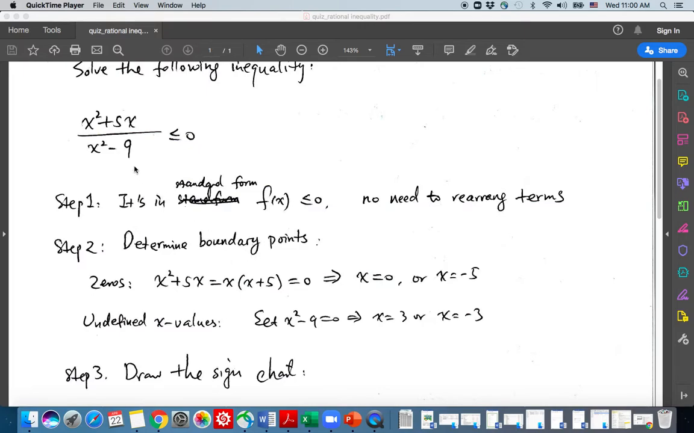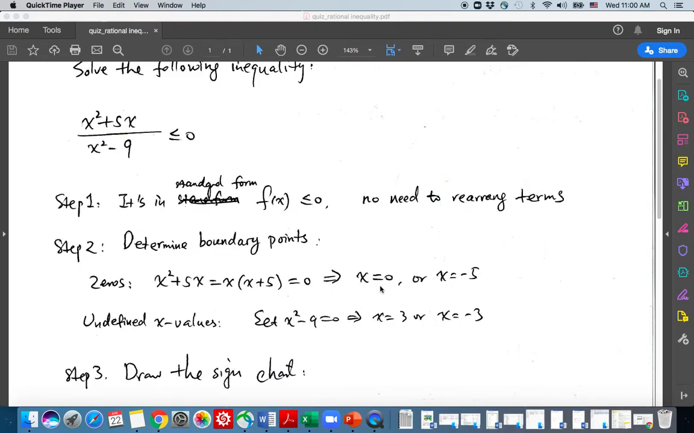When we solve rational inequalities, boundary points include zeros of the left-hand side rational function and the x values where the rational function is not defined. Let's start with the zeros. We can determine the zeros of the rational function from the zeros of the numerator. In this case, it's not hard to find out that the zeros are going to be 0 and -5 if we factorize the numerator.